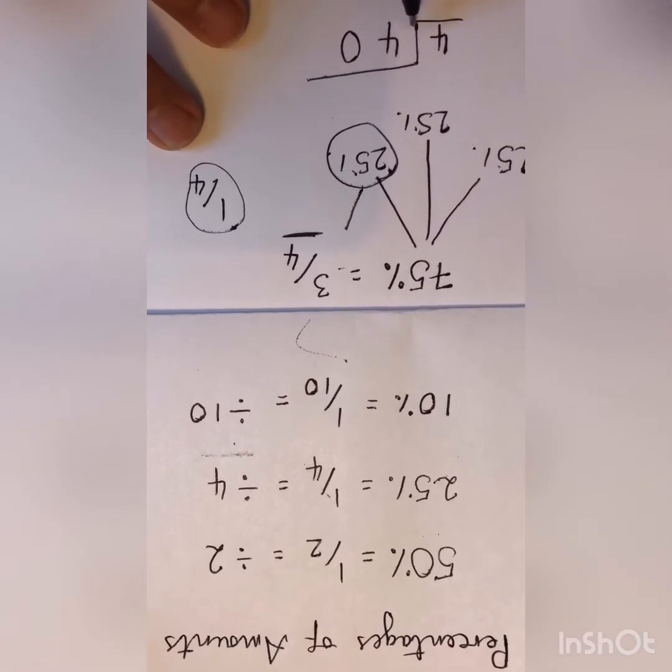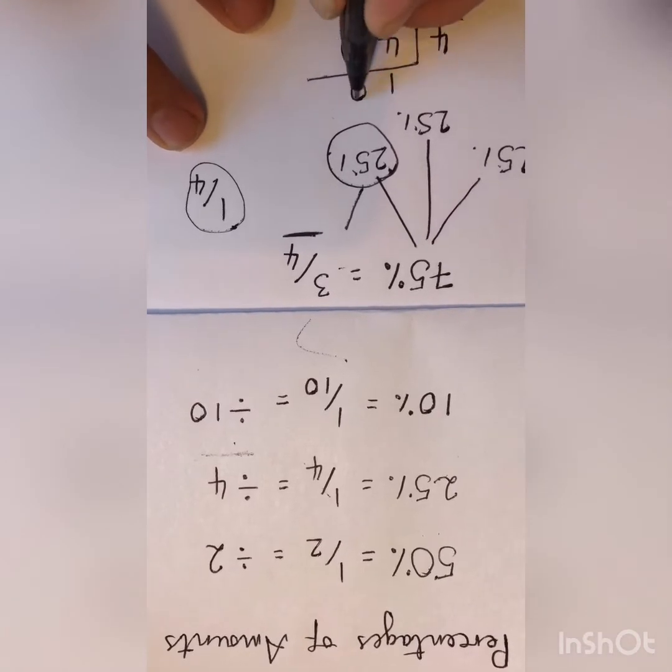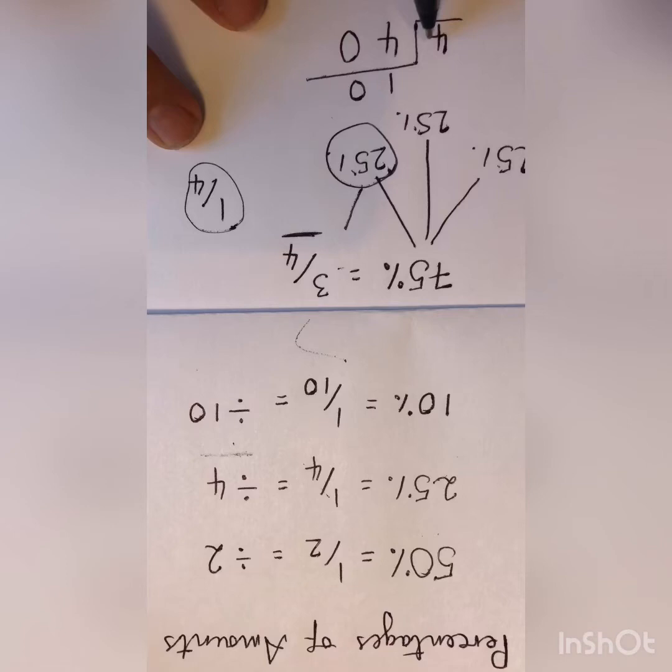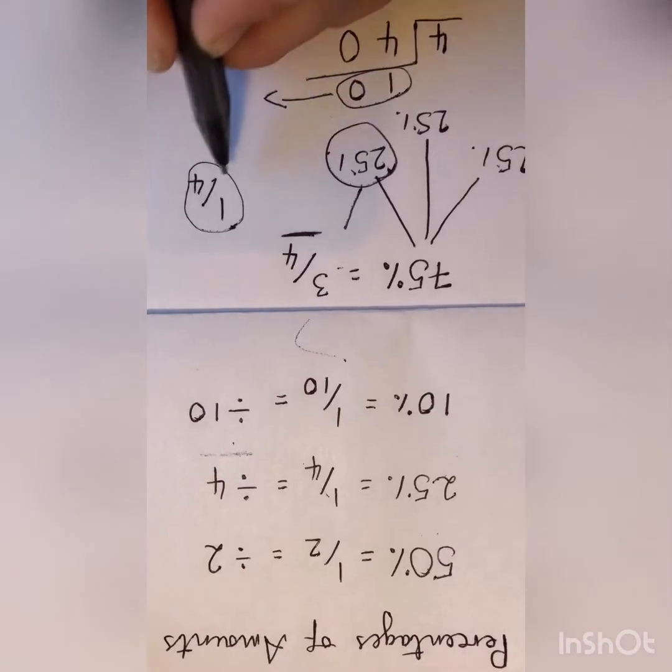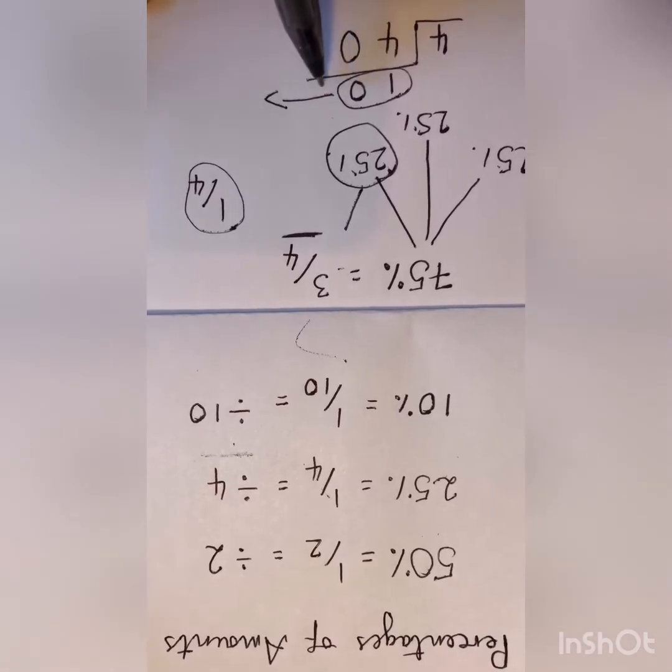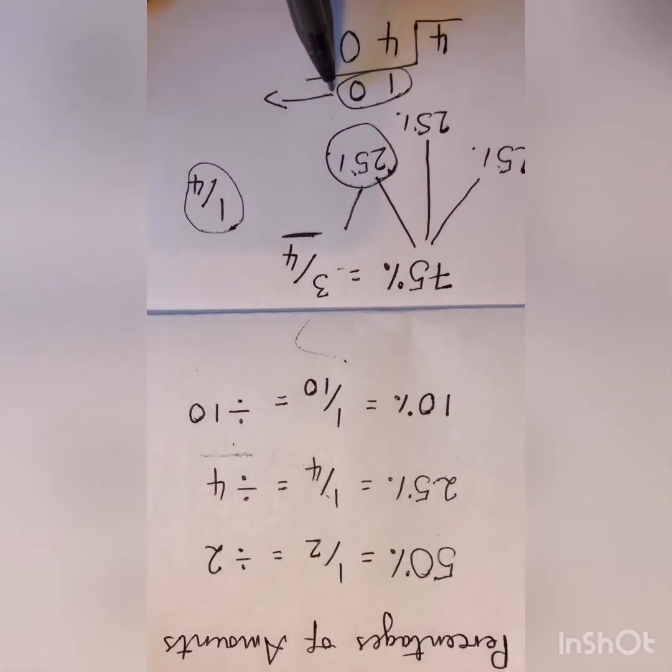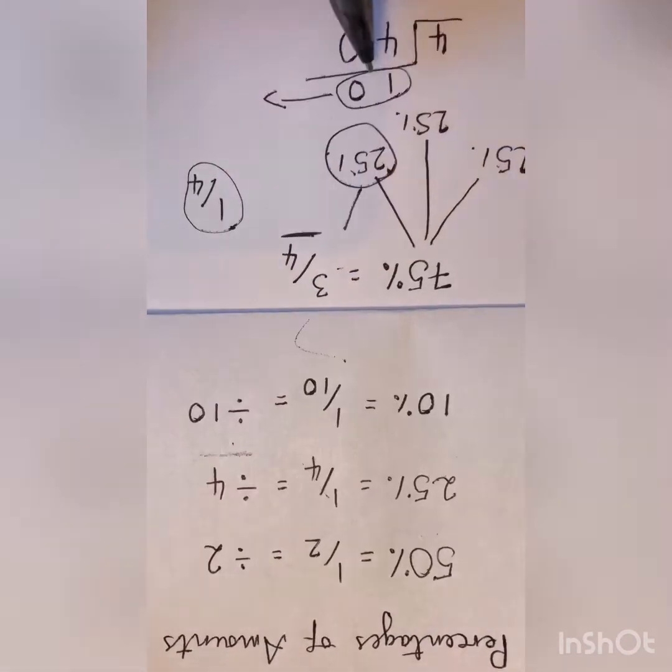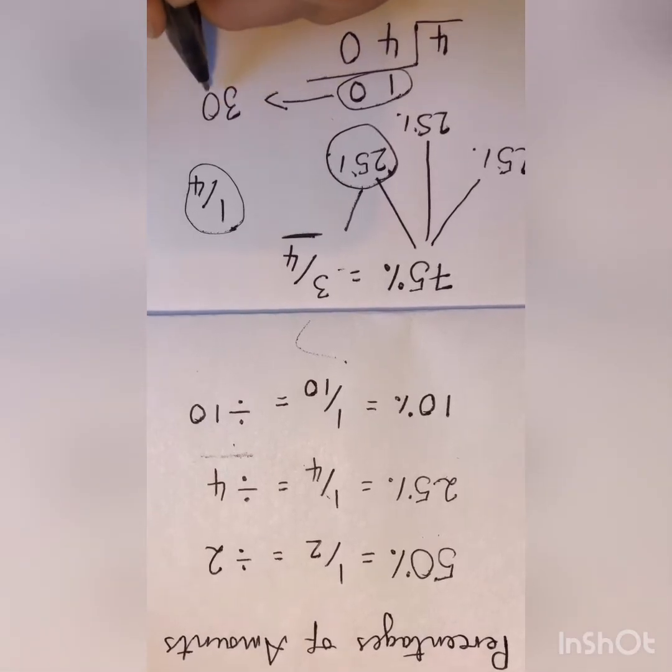So 4's into 4 go once, 4's into nothing go nothing. So we know that 40 divided by 4 is 10. All we have to do now, if that was 1/4, we have to do 3 lots of this number that we've found. So we have to times this 10, which was 1/4, by 3.